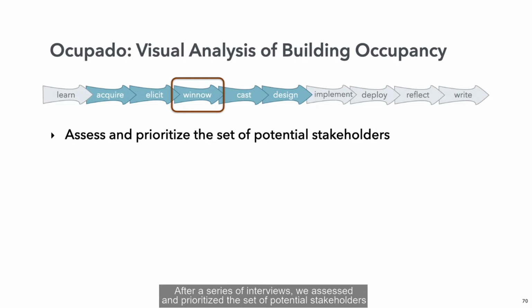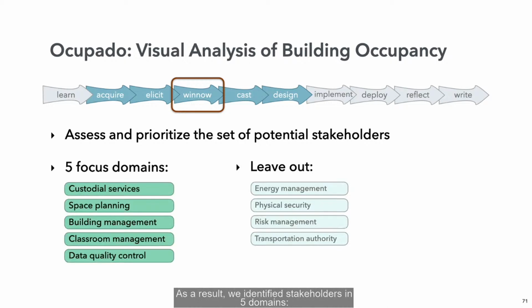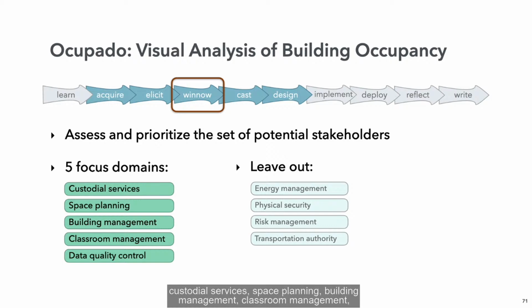After a series of interviews, we assessed and prioritized a set of potential stakeholders, and we considered whether to incorporate secondary data to facilitate additional tasks. As a result, we identified stakeholders in 5 domains: custodial services, space planning, building management, classroom management, and data quality control, because the data provider was also selected as a target user. Across all our stakeholders, we identified 4 high-level tasks.